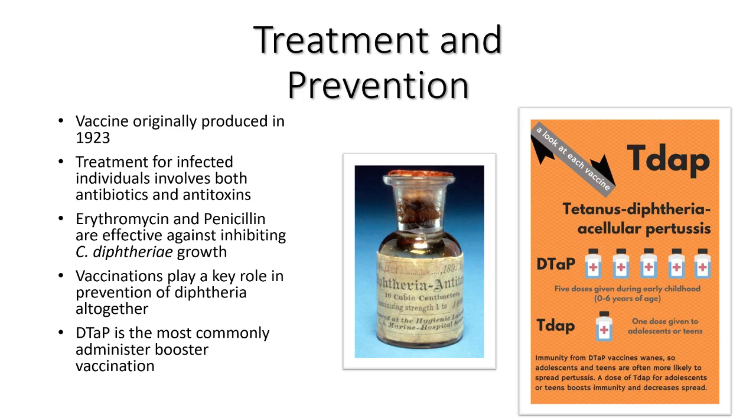Common antibiotics are erythromycin and penicillin, and the most common vaccine is given as a booster throughout life called Tdap. It's for tetanus, diphtheria, and pertussis, which is whooping cough. So this is done a few times when you're young, and then as you get older every 10 years, so that you can ensure that you are still immune to these diseases.